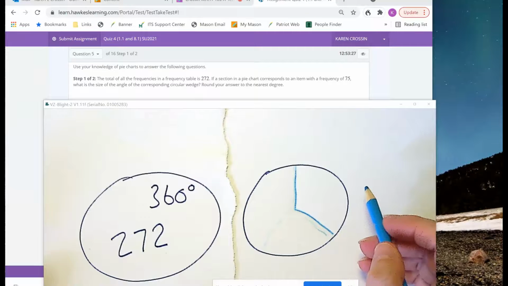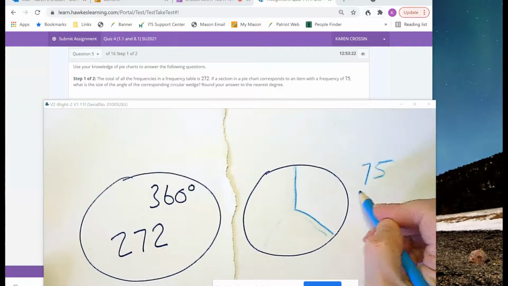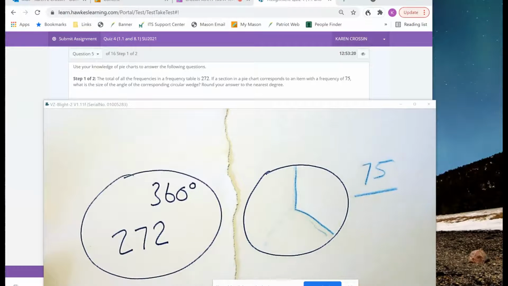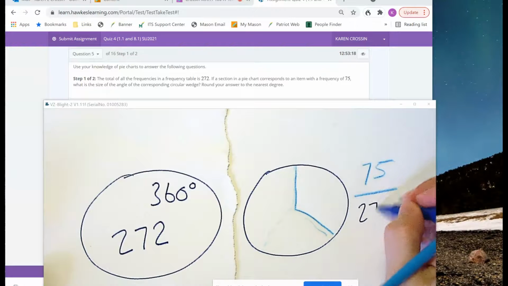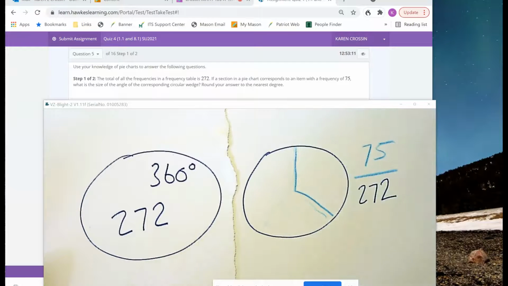So here we have 75 out of how many people? 272. Okay. Did one of you already stick that in your calculator by any chance? Yeah, I did. And what'd you get when you did 75 divided by 272? I got 0.2757.